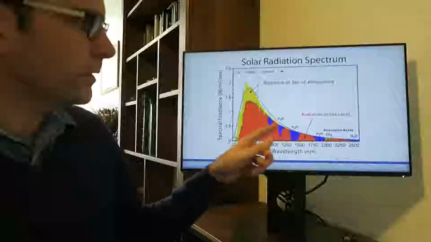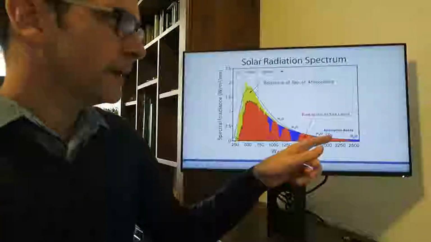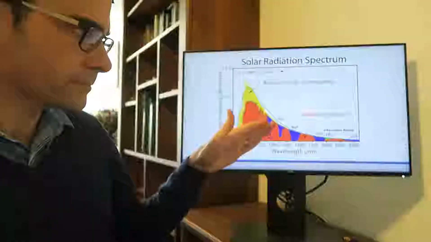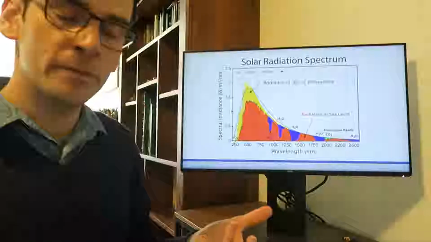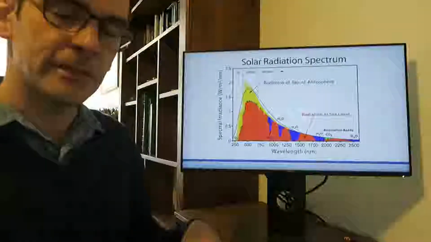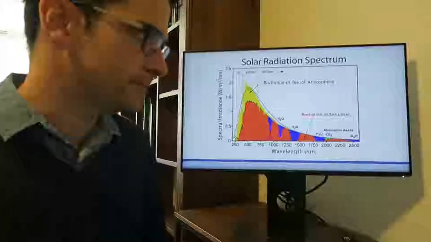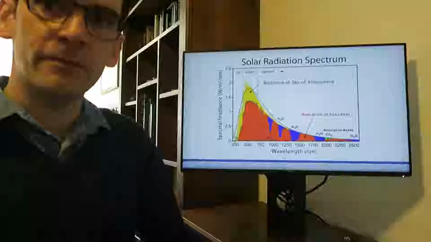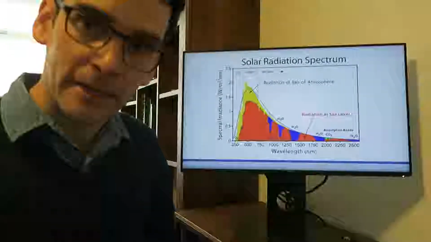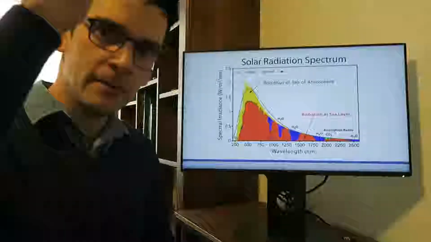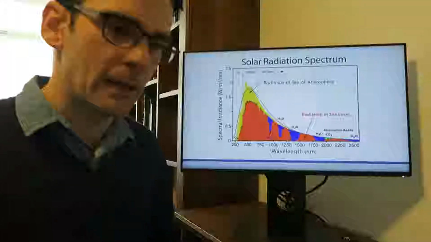Now these blue sections here are called absorption bands. Okay, so these are the different types of wavelengths which get absorbed largely by clouds or H2O and CO2, carbon dioxide, in the atmosphere. So this is just showing how the wavelengths of light change as you go from the top of the atmosphere down to the bottom, the Earth's surface.